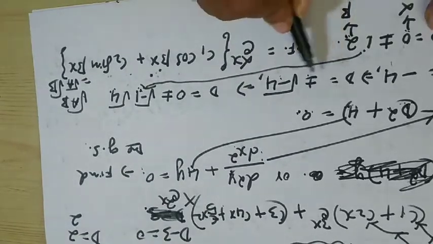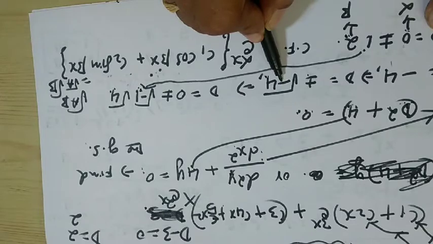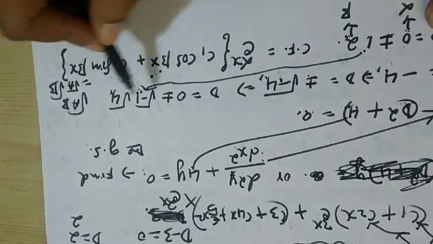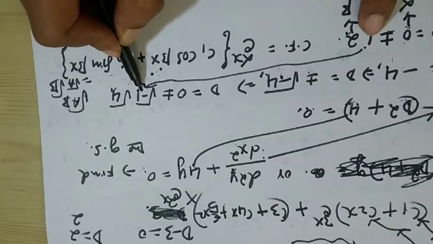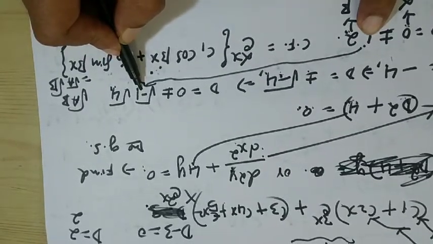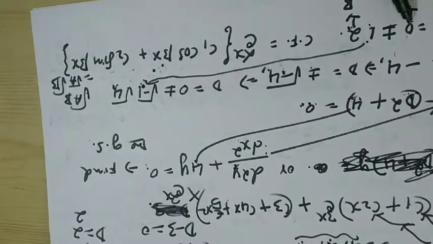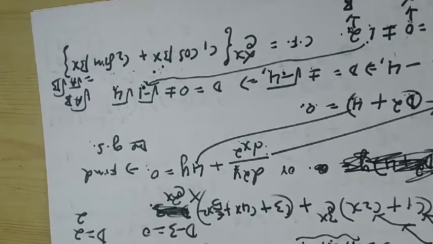I repeat, square root of minus 4 can be written as root of minus 1 into root of 4. For root of minus 1, i. For root of 4, 2. So therefore, you have D is equal to 0 plus or minus i into 2. So alpha is equal to 0, beta is equal to 2.